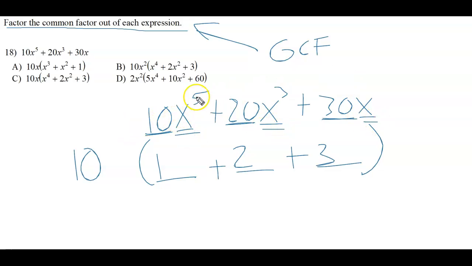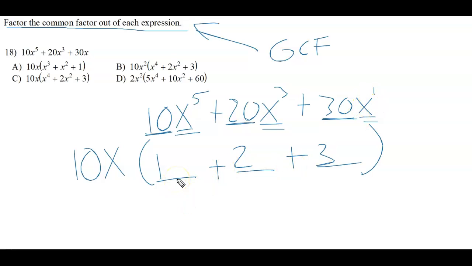Now let's look at the variables. What can you divide out of all of these x's that they could all be divided by, right? Well, this one can be divided by 5 x's. This one can be divided by 3 x's, and this one can only be divided by 1. Now you're only allowed to divide out what they can all be divided by. So the only thing you could divide by is x to the 1st power, since that's all this one can afford to be divided by.